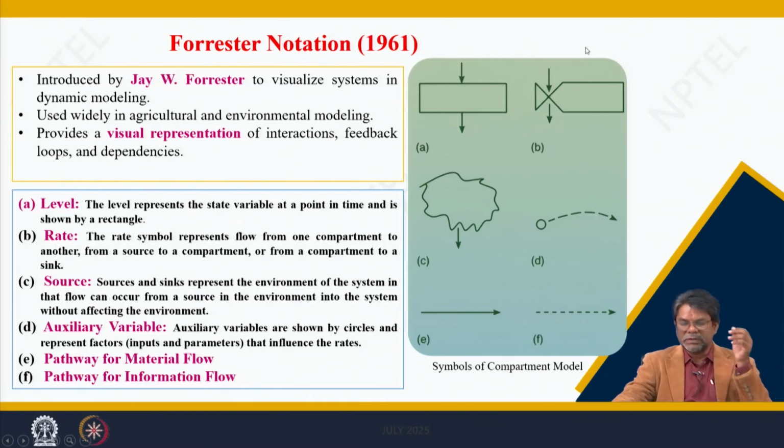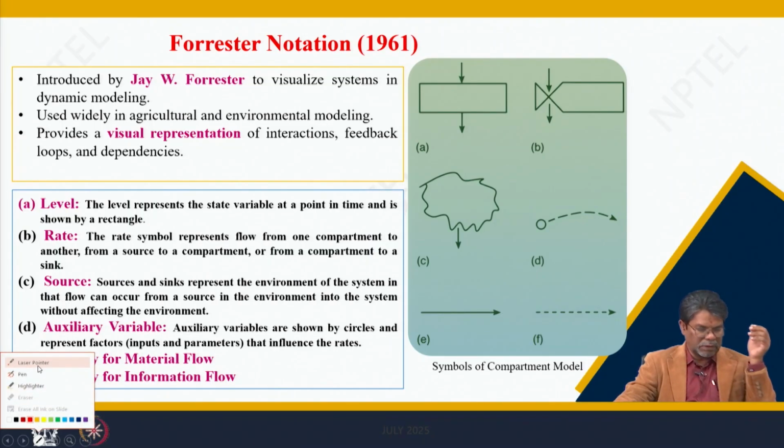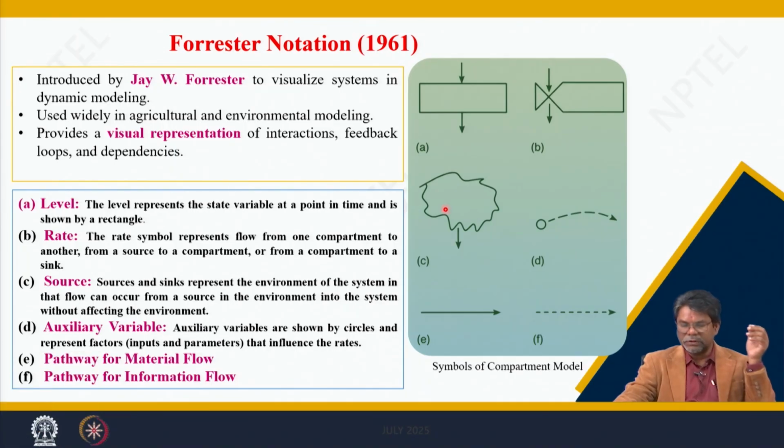And the source and sink, this is the symbol to represent the source and the sink of the model. A source and sink represent the environment of the system. So that flow occurs from a source in the environment into the system, without affecting the environment, source and sink.